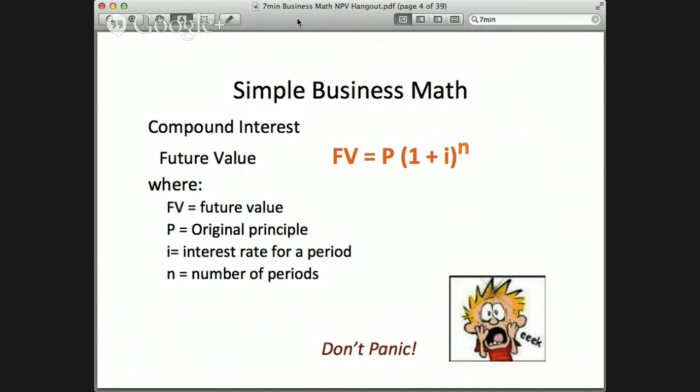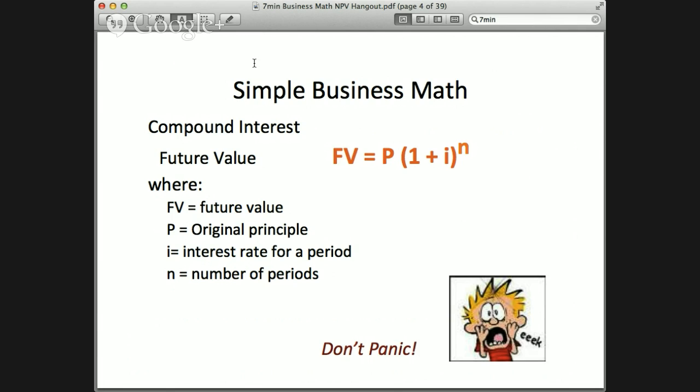Very simple formula here, simple business math. Compound interest: future value equals FV, the future value, of course. P is the original principal, the original money you're putting in, the money you're investing. Then we have the interest rate for the period, and N is the number of periods. A period is usually years. So 1, 2, 3, 5 years, etc.